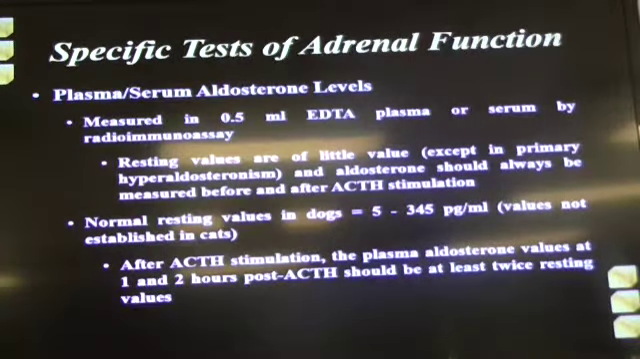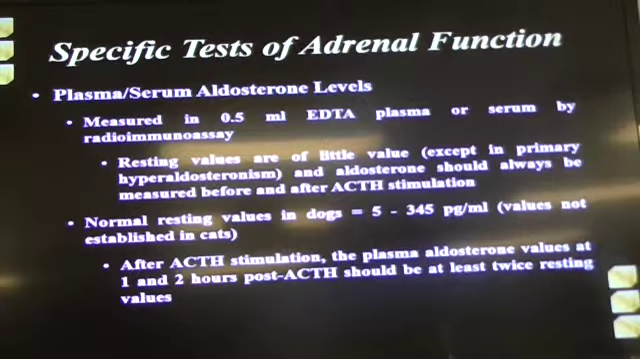Your specific test for aldosterone, you can do plasma serum aldosterone levels, usually measured in about 0.5 mL of EDTA plasma or serum by radioimmunoassay. Resting values usually are of little value except if you have primary hyperaldosteronism. So aldosterone should always be measured before and after ACTH stimulation to get around that interference, okay?